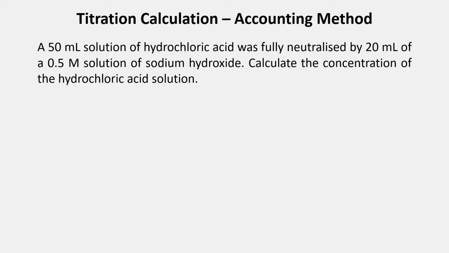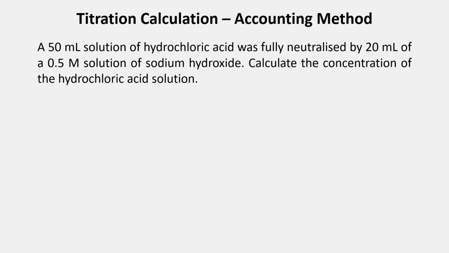Right, let's get started. A 50 milliliter solution of hydrochloric acid was fully neutralized by 20 milliliters of a 0.5 molar, or moles per decimeter cubed, solution of sodium hydroxide. Calculate the concentration of the hydrochloric acid solution.